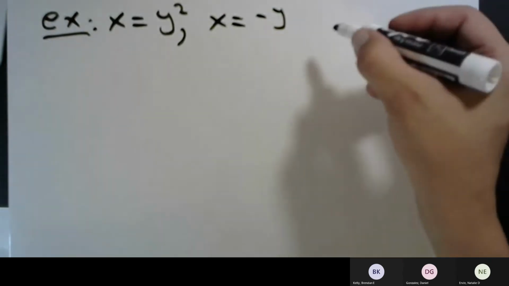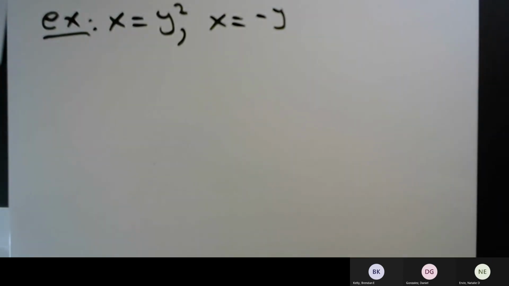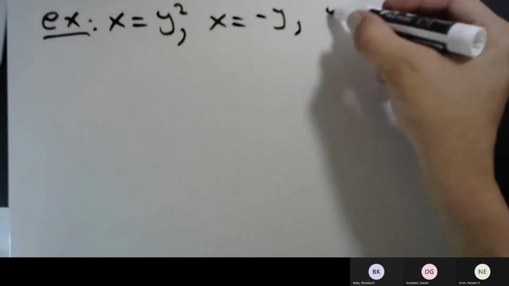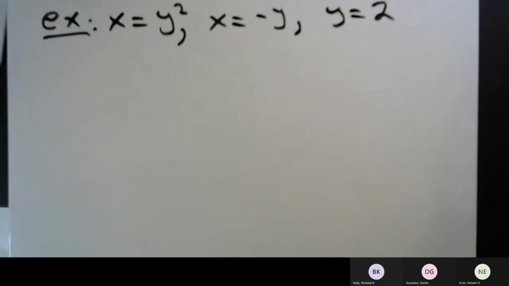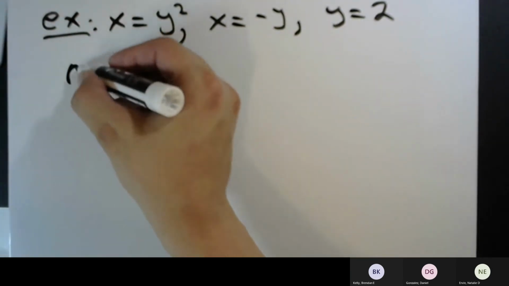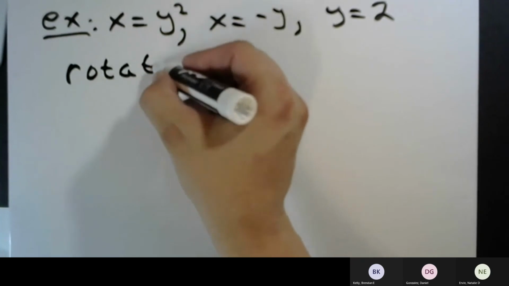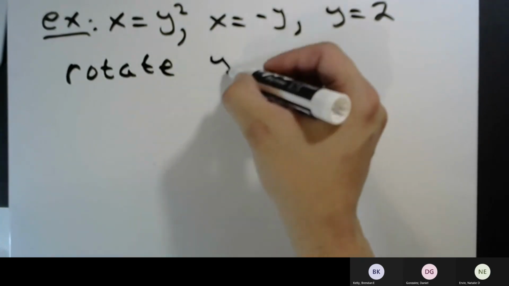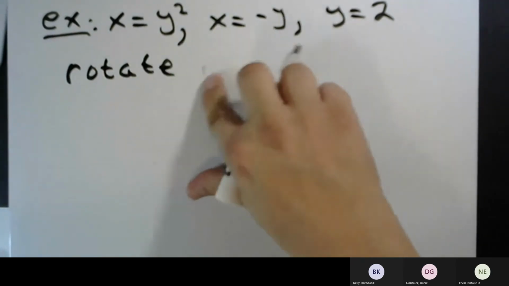We're going to rotate this about... We're not going to rotate it about y equals 2. I apologize, that's the thing I want to save for later. We're going to rotate around y equals 0, or the x-axis.